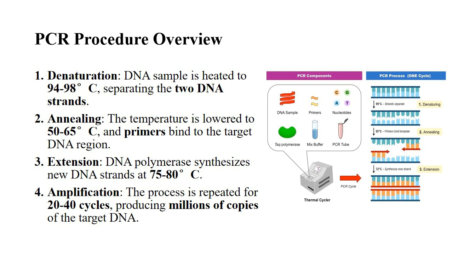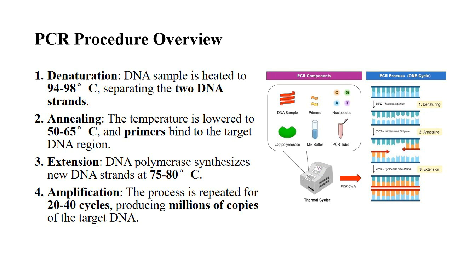PCR is a method used to amplify a specific segment of DNA in a test tube, allowing researchers to produce millions of copies of a particular DNA sequence. This process is critical in genetic testing because it allows for the analysis of small or degraded DNA samples.